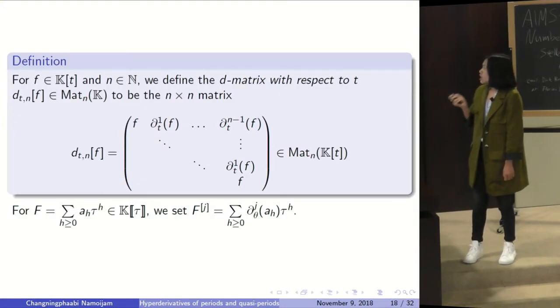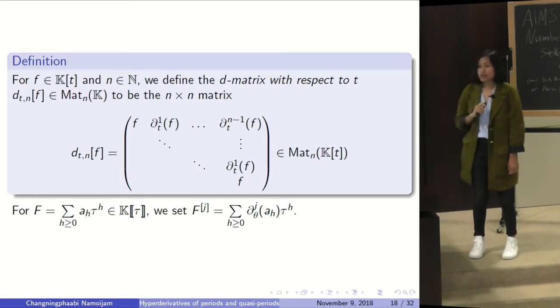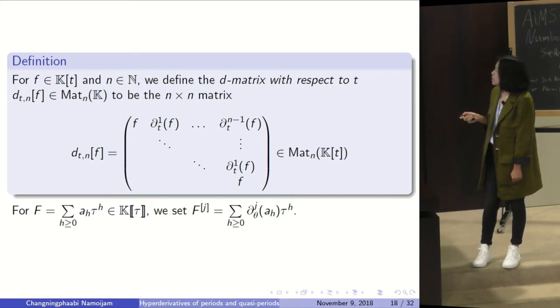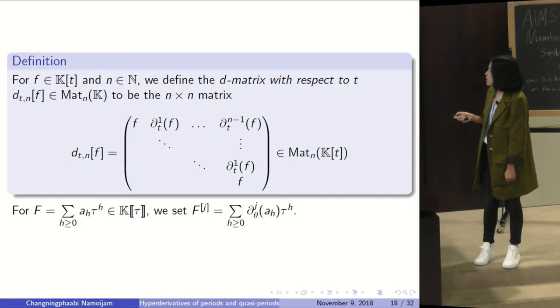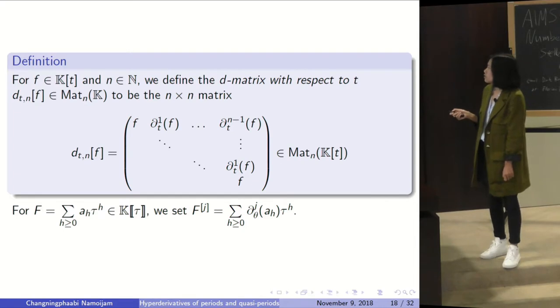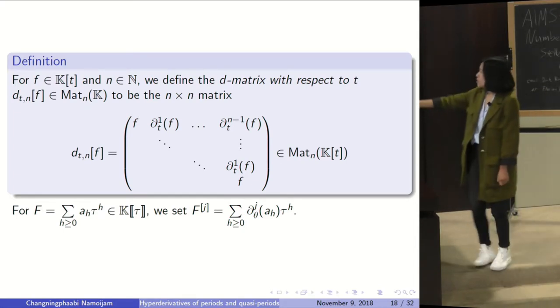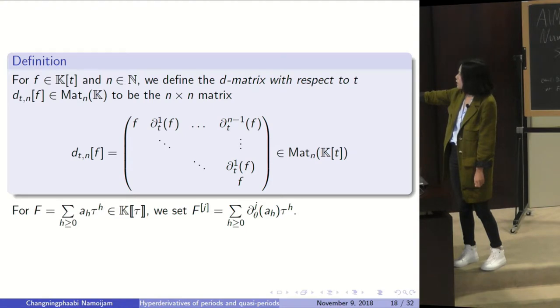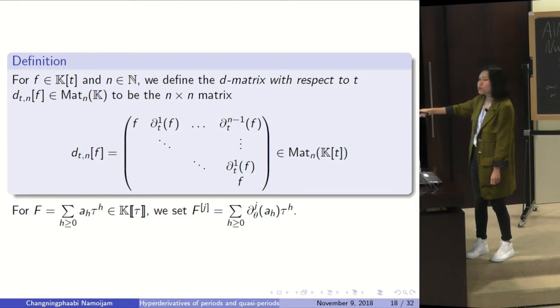This matrix was also introduced by Maurischat in his talk. So we call it the D matrix with respect to the variable t, because I will also be using the variable theta at some point. If I put an n here, then I want it to be the n by n matrix with f on the diagonal, the first hyperderivative with respect to t on the upper diagonal, and so on till the (n minus 1)th hyperderivative. I also want to introduce this notation: if I have a power series here, and I put f to the power in brackets j, then I want the jth hyperderivative with respect to theta of the coefficients.